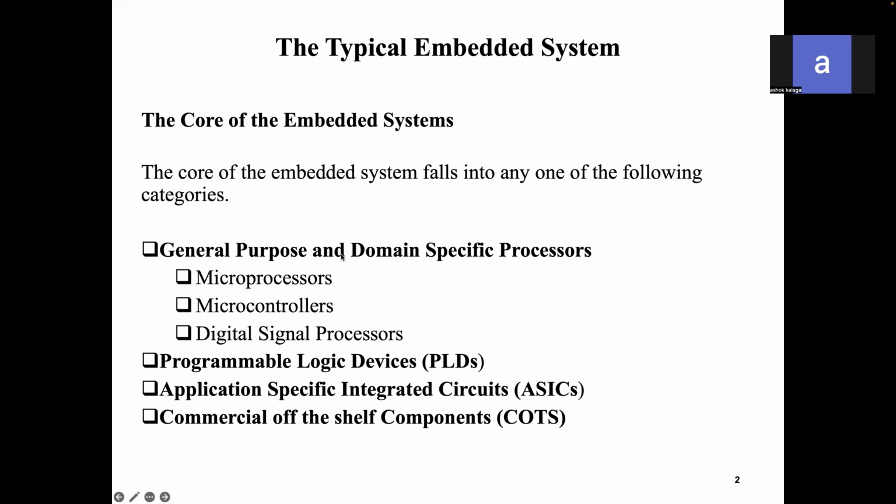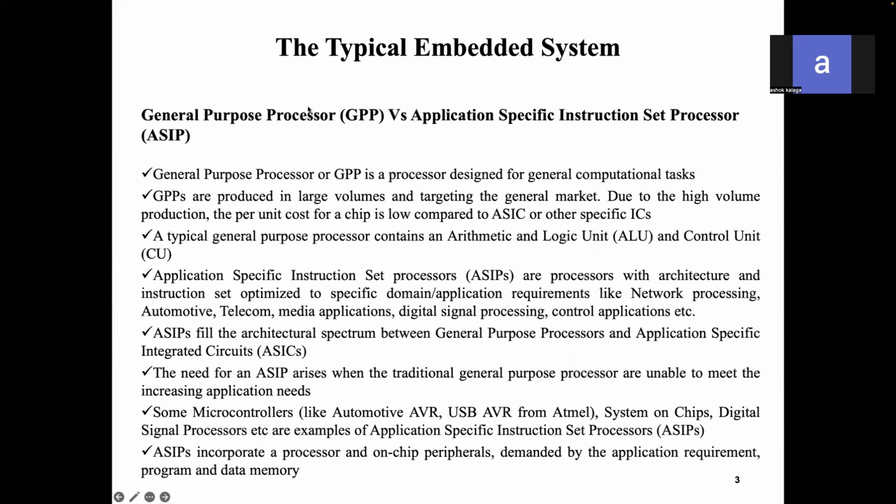First we will discuss the general purpose and domain specific processor. First, the general purpose processor versus the application specific instruction processor. A general purpose processor is a processor designed for general computation tasks. GPPs are produced in larger volumes and target the general market. Due to the high volume production, the per unit cost for a chip is lower compared to an ASIC or other specialized chips. A typical general purpose processor contains an ALU and the control unit. So this is about the GPP.